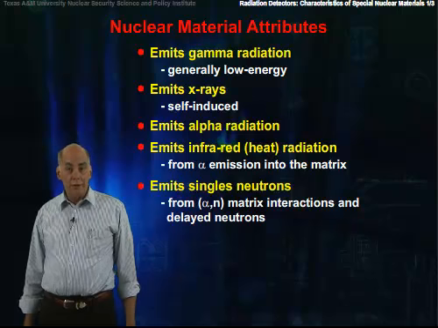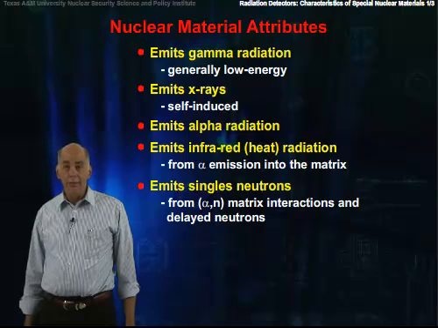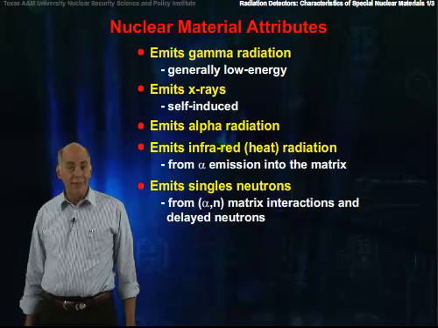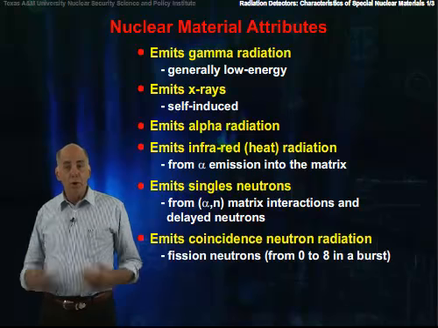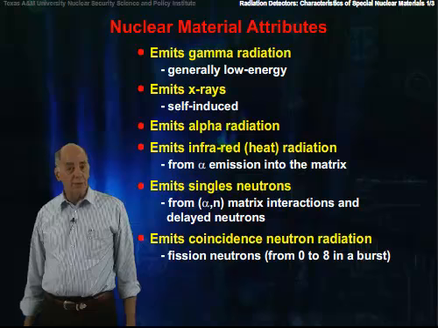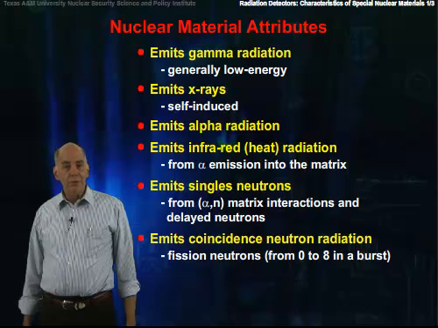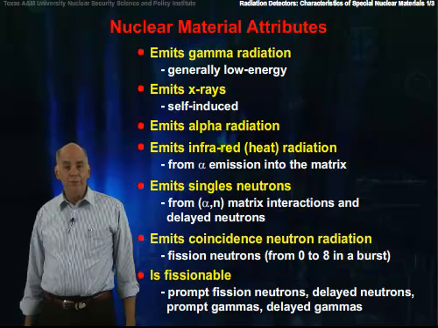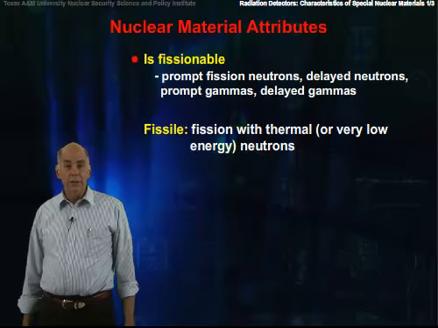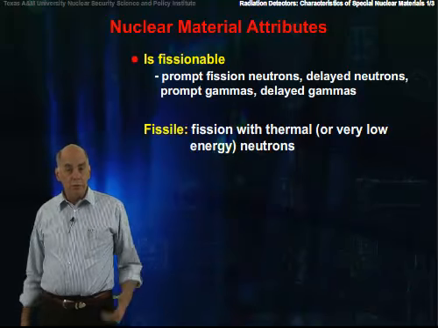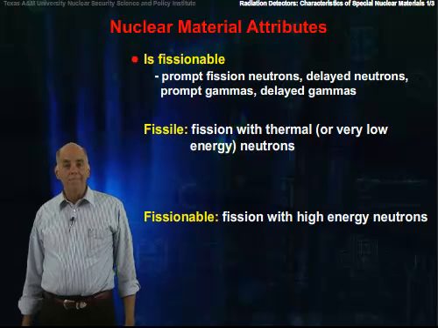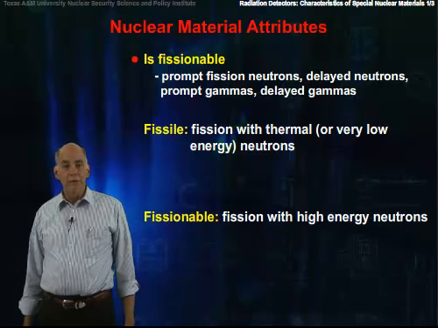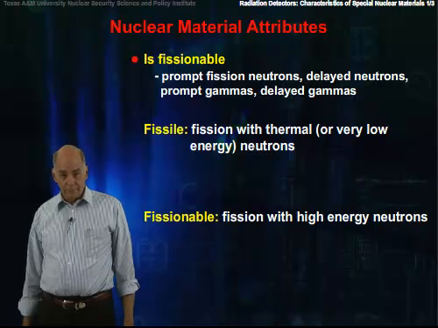They emit single neutrons from alpha-n reactions and from delayed neutrons produced by spontaneous fission. They emit bursts of neutrons from either induced or spontaneous fission. The number of fission neutrons ranges between 0 to 8 per burst. Finally, these special nuclear materials are fissionable and fissile. Fissile means they are able to fission with thermal or very low energy neutrons, and fissionable means that these nuclides will fission with high energy neutrons.